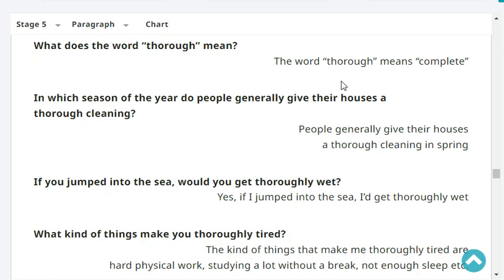In which season of the year do people generally give their houses a thorough cleaning? People generally give their house a thorough cleaning in spring.